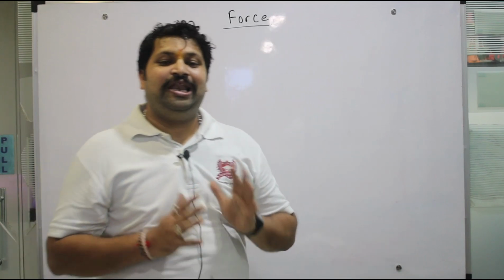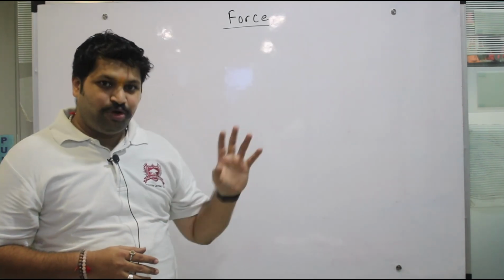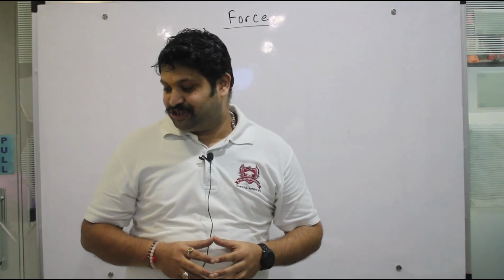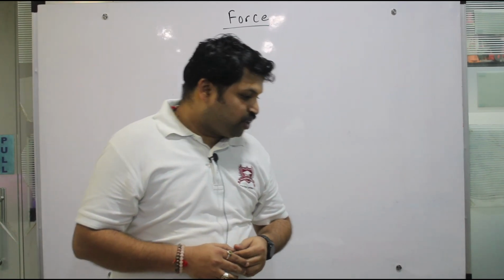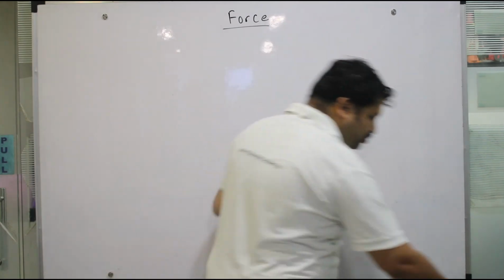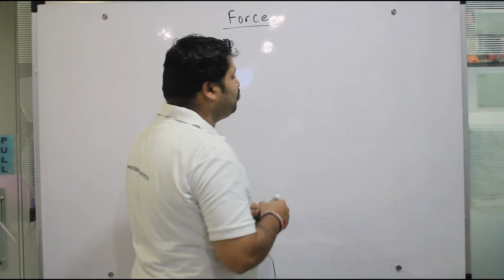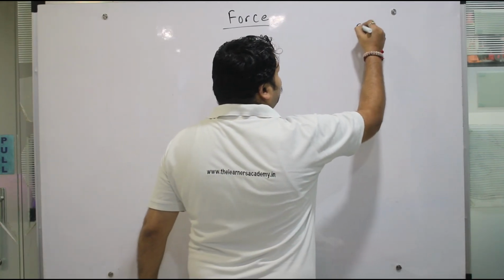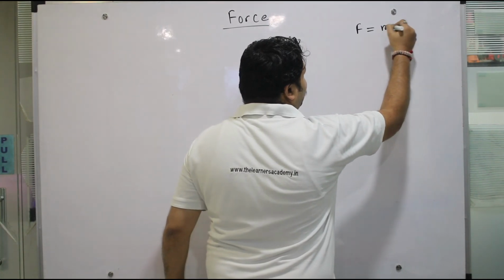So first, let us have a small recap about what we did in the previous chapter. In the previous chapter we talked about the force, the formula for the force. So I write the formula for the force. Force was equal to F is equal to ma.